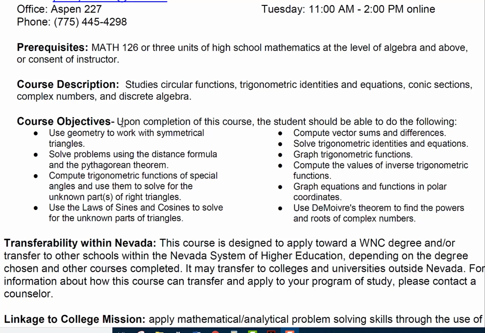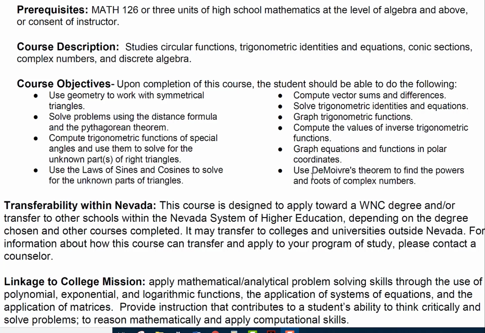Course objectives: upon completion of this course, the student should be able to do the following, and I'll let you go through all those. It's quite a list. It's pretty interesting, especially when we get to de Moivre's theorem and how that applies, which is usually something people get grumpy about. It's not a huge part of the class, but it's really interesting when we talk about roots of complex numbers and so on.